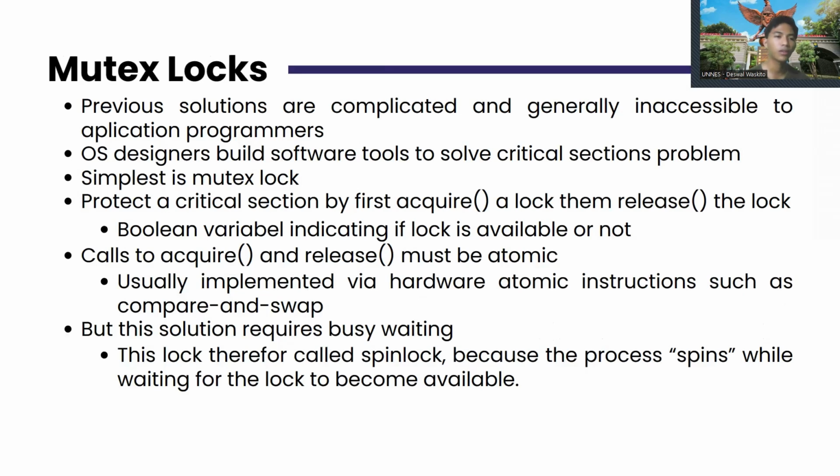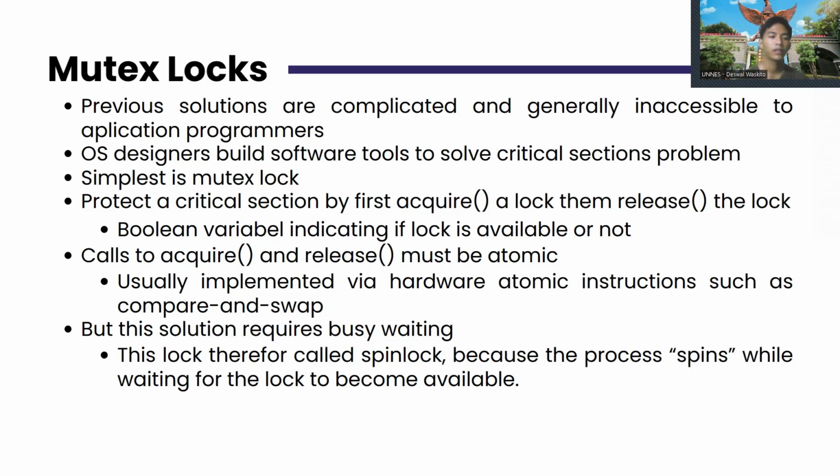Okay, mutex locks. The previous solutions are complicated and generally inaccessible to application programmers. Operating system designers build software tools to solve the critical section problem. Simplest is the mutex lock. Protect a critical section by first acquire and lock, then release the lock. A Boolean variable indicates if the lock is available or not. Calls to acquire and release must be atomic, usually implemented via hardware atomic instructions such as compare and swap.